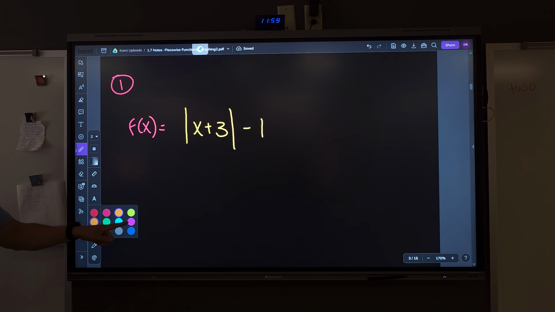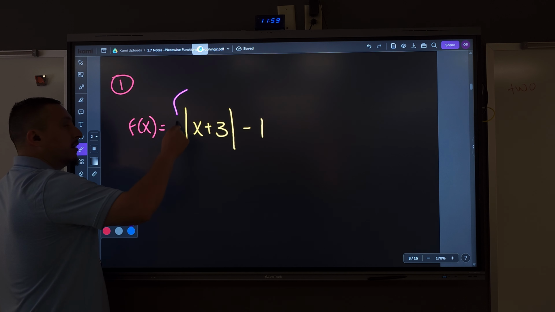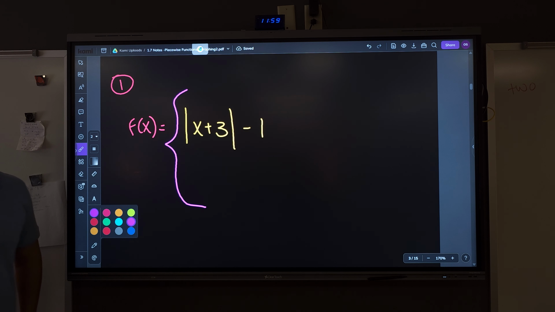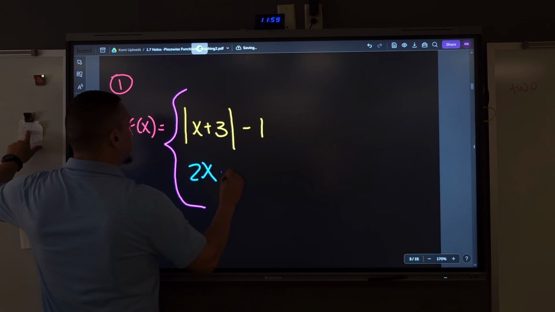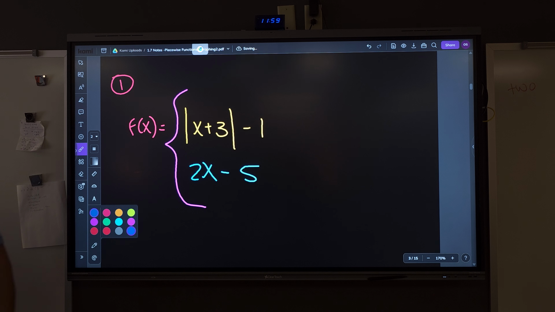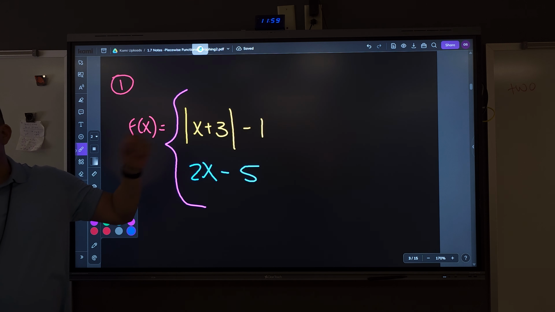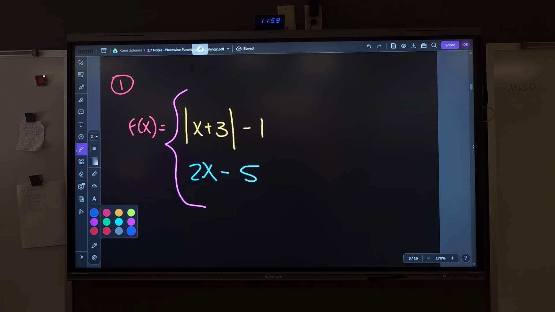The difference with piecewise functions is we don't have just one equation. We have pieces of equations. So we have multiple equations. We can have 2, 3, 4, 5. So on this one, we're going to have this one too. So this one function is made up of two equations. All right.